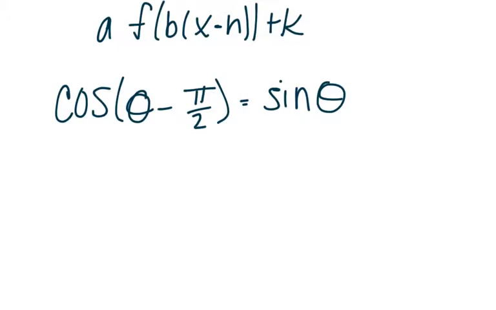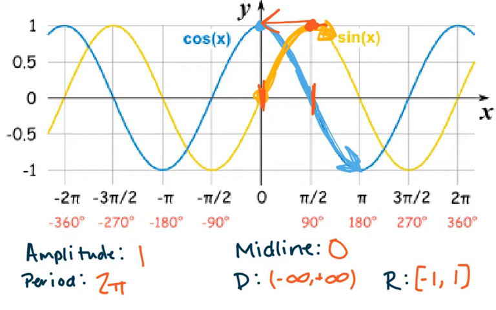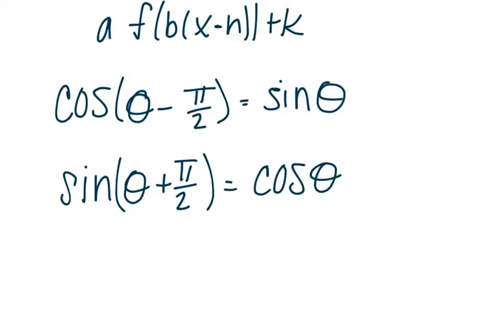The first identity that I want to draw your attention to is cosine of theta minus pi over 2 equals sine theta. So this minus pi over 2, not 2 pi, on the inside means that we shift our cosine function to the right by pi over 2, and we can see from our graph that if we do that, we get our sine function. Similarly, we can write sine of theta plus pi over 2 equals cosine of theta, because if we take our sine function and shift it to the left by pi over 2, we get our cosine function.